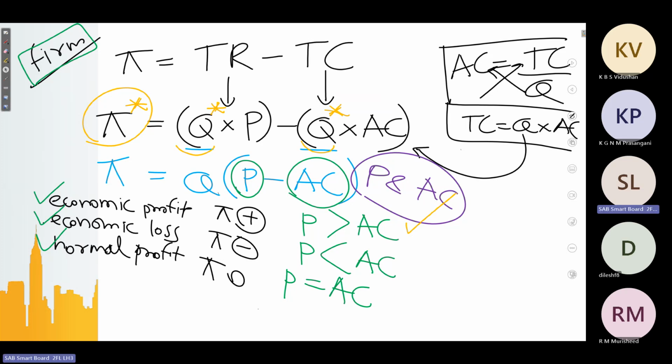So Q star into P will be the total revenue at the profit maximizing output level. Q star into AC will be the total cost at the profit maximizing output level. And the difference will be the economic profit.